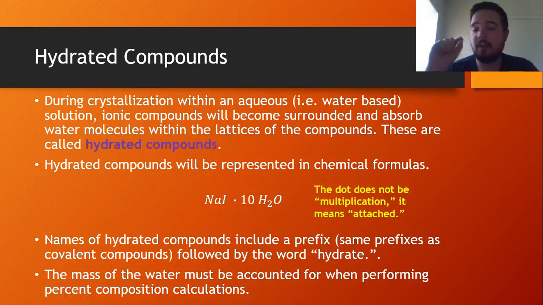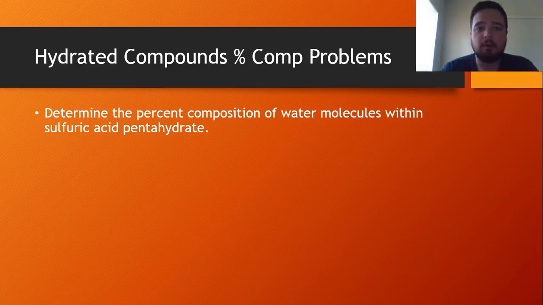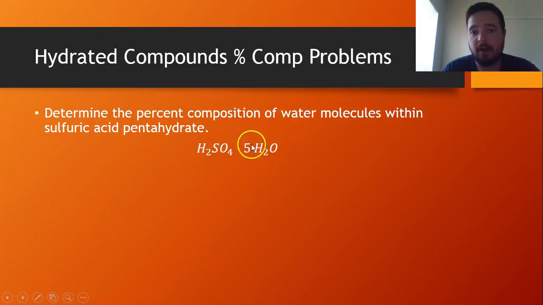So the mass of water has to be accounted for too when we're performing percent composition calculations. I'm going to go over how that works in just a second. Determine the percent composition of water molecules within sulfuric acid pentahydrate. Sulfuric acid is H2SO4. Pentahydrate means there's 5 waters. For every 1 molecule, there are 5 waters around it, or for every 1 mole of sulfuric acid, there's 5 moles of water surrounding it or absorbed in it.